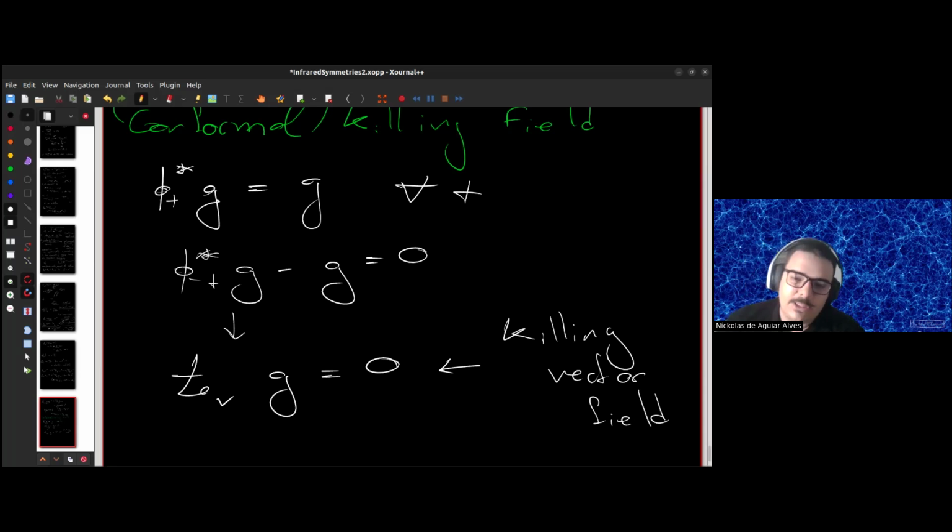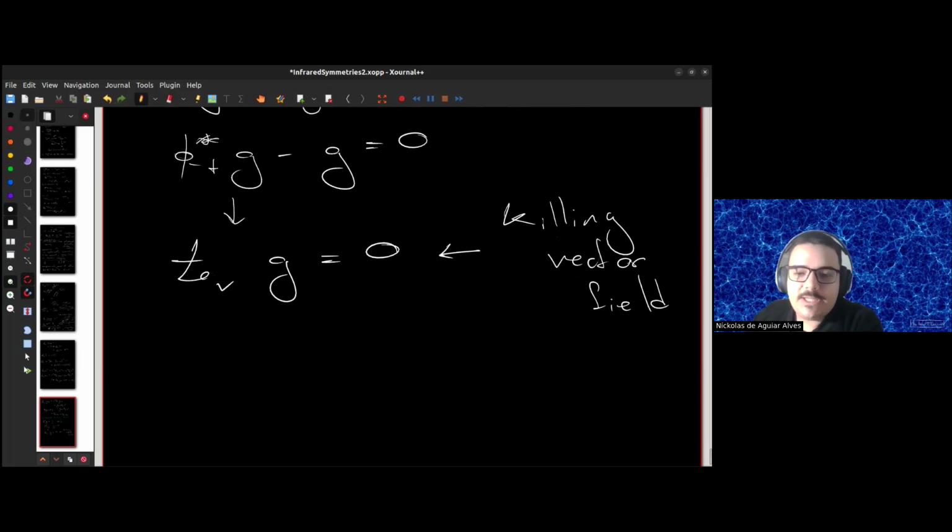Recall, as I said earlier, Killing is a name, has nothing to do with killing anything. So this is what we call a Killing vector field. It needs to be complete, so we need to be able to fully integrate it to get all values of t to actually call it a Killing vector field. So to actually call it a symmetry generator. So we have this thing here.